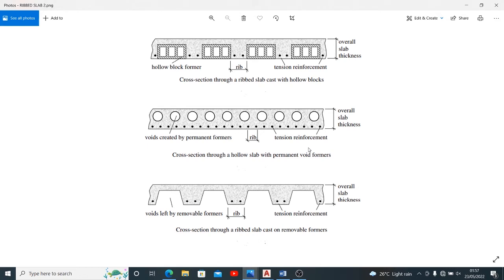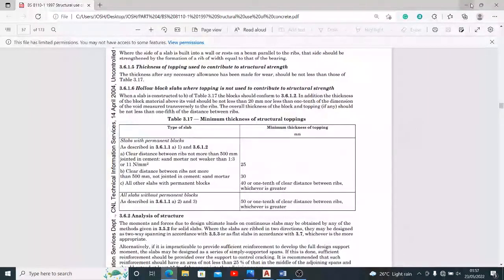Okay, so that's that, and I think we're cool with that. So let's go into the loadings. How we come about the loadings of a ribbed slab, having understood basic things about rib slab now. So let's go into our loadings.